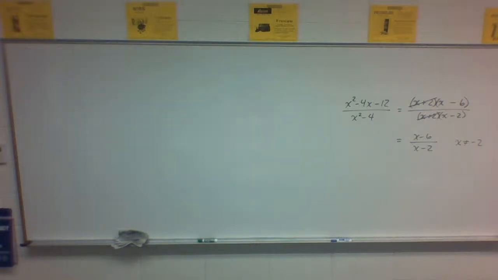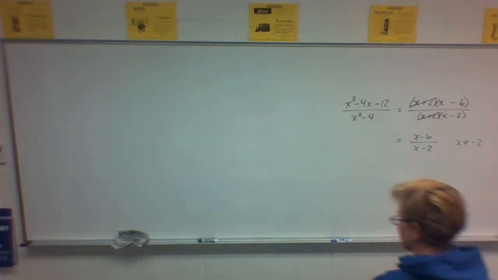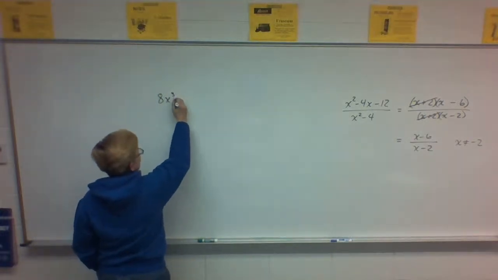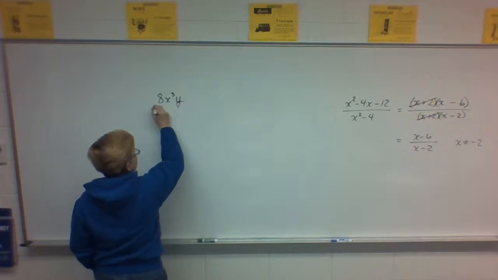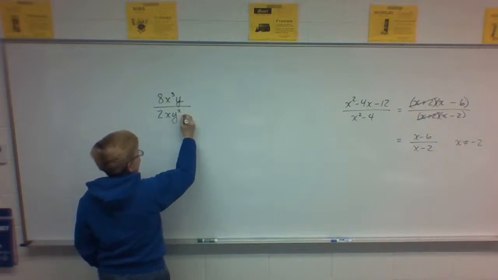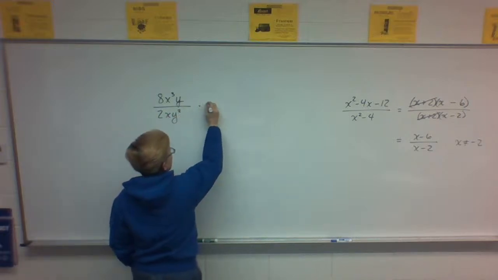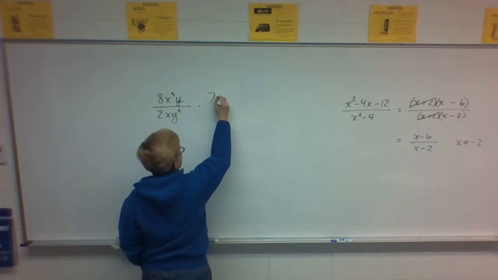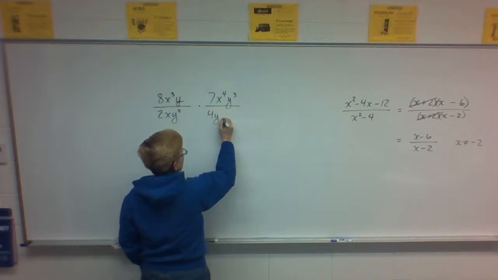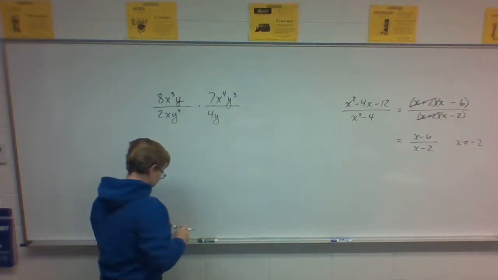Somebody read example 2 to me. Ooh, this is a strange one. Okay. 8x to the third, y, sorry, just y. And then underneath it is 2x y squared times 7x to the fourth and y to the third on the top, over 4y. That's it. Okay.